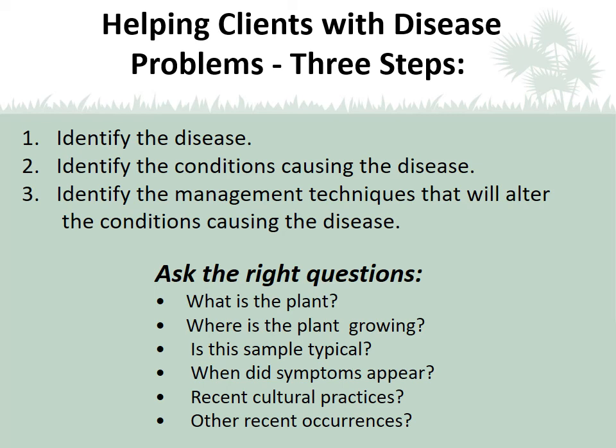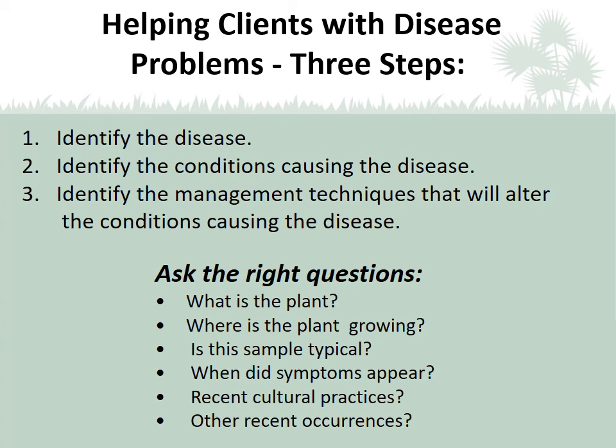We can also ask about cultural practices and what the homeowner has used in the past to tackle diseases that may be recurring in their environment. Or we can ask about other recent occurrences they've had with a given disease, or any patterns they've noticed on their property, which will tell us more about the disease itself. All of these questions are meant to help us identify the disease, the conditions causing the disease, and the management techniques that will alter those conditions.